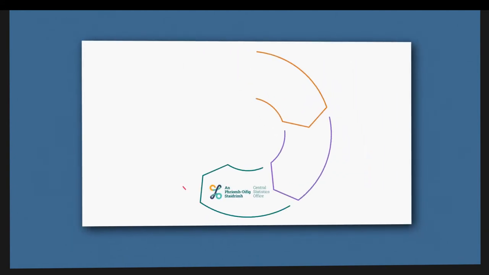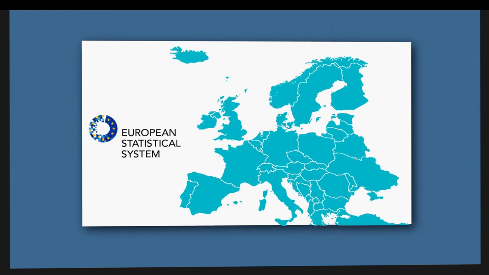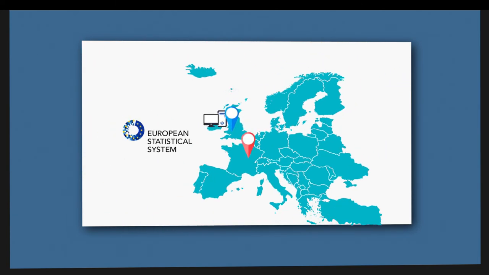The Central Statistics Office uses the X12 ARIMA method, developed by the US Census Bureau, to carry out seasonal adjustment. This methodology is widely used by statistical agencies in the UK, the USA, Canada, and throughout Europe. Methodologists and statisticians trained in seasonal adjustment techniques use this software to conduct seasonal adjustment in full compliance with the European Statistical System guidelines. The CSO adopts European best practice to ensure that high quality, relevant, and timely seasonally adjusted data is available to all our users.